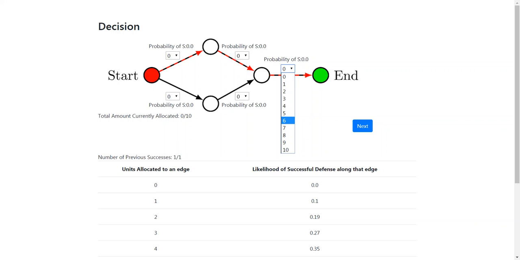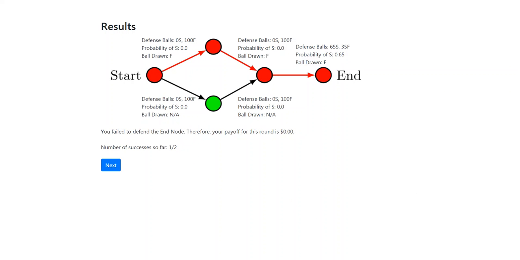Here, let's say we put all of our eggs in one basket, the final edge. So we allocate the entire defense allocation of 10 units on that one and see how that goes. Oops, in this case we lost. We were not able to protect that end node. So even though that final edge has a probability of successful defense of 0.65, it so turned out that the attacker took the upper path and the first two nodes were easy pickings. There was no defense on those edges. But on the final edge, the attacker did succeed in this case.